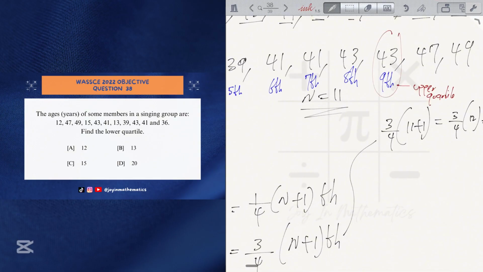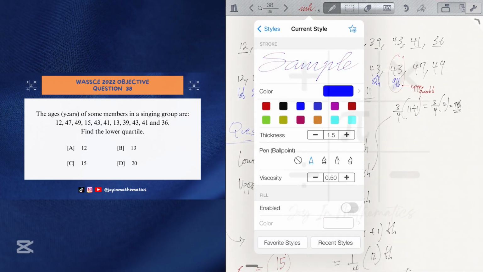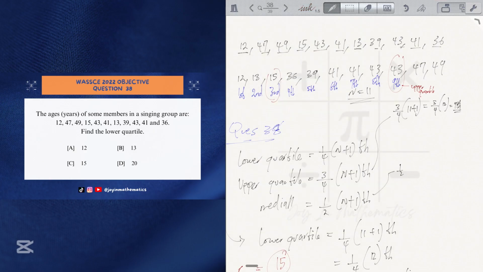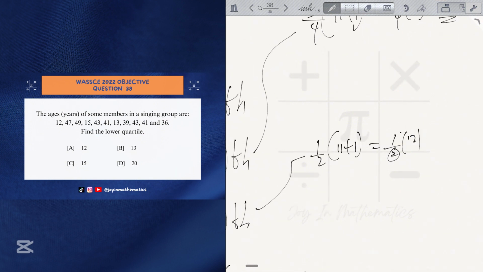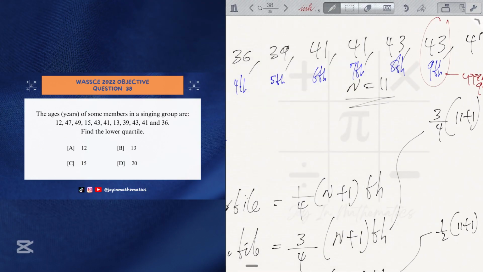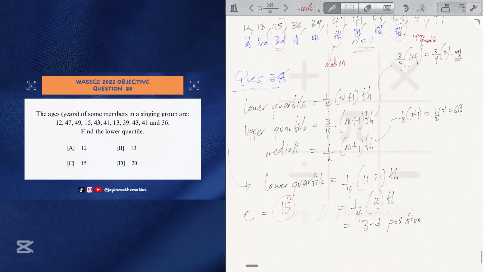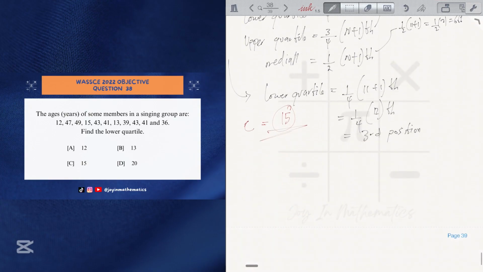That's interesting. And we can also evaluate the median. The median will just be 1 over 2 of (11 plus 1), and that is 1 over 2 of 12, which is the 6th position. So the 6th position is 41. We'll call this the median. Now we are done with question 38. The answer is 15.